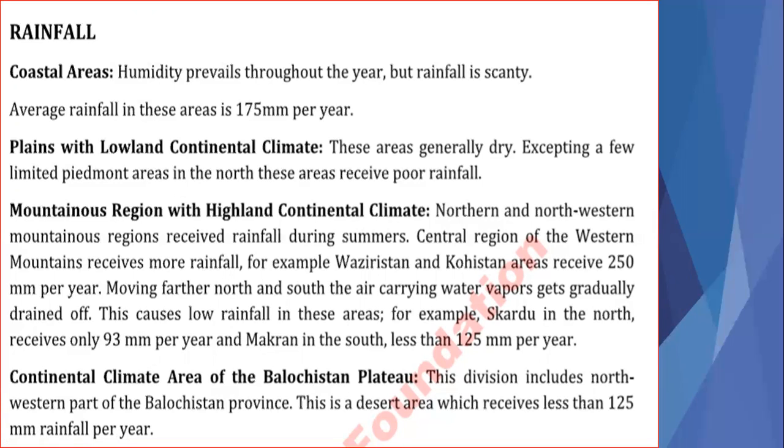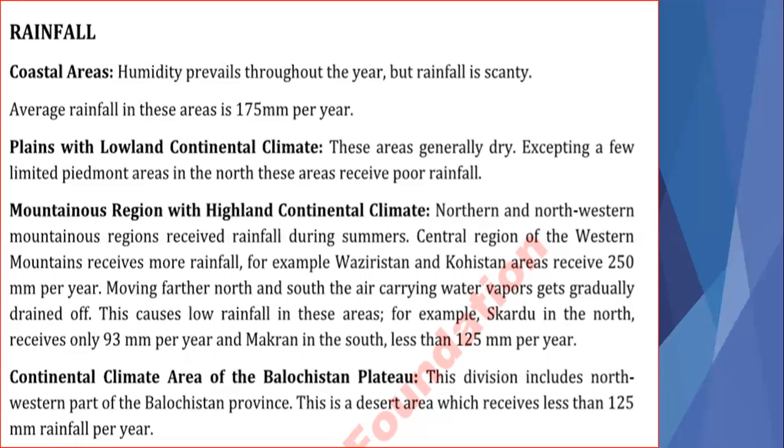Then in the north and south, the air carrying water vapor is gradually exhausted, and this results in low rainfall in these areas. Skardu in the north receives only 93 millimeters per year, and Makran in the south less than 125 millimeters per year. These points can be asked in MCQs.